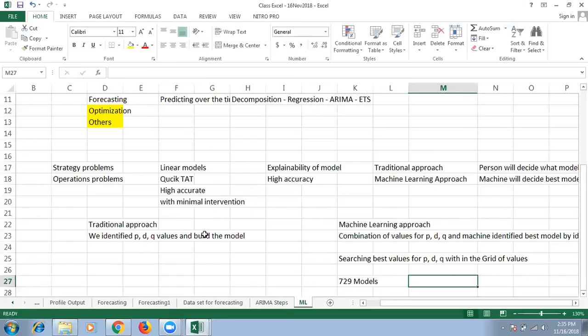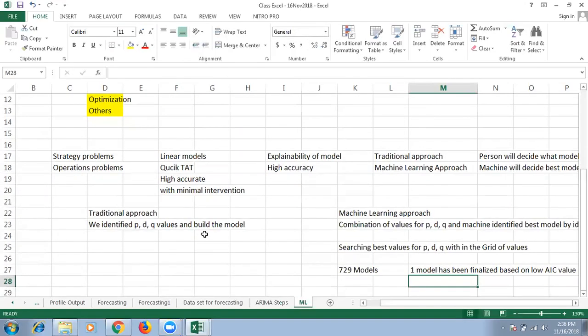And out of these 729 models, one model has been finalized based on a low AIC value. Is this correct or not? So that means what did we do? We are building a factory of models and choosing the best model out of it. So this is exactly what the machine learning approach is telling you.